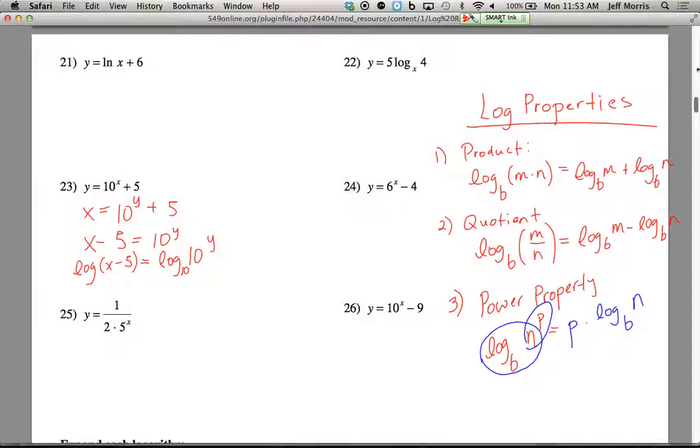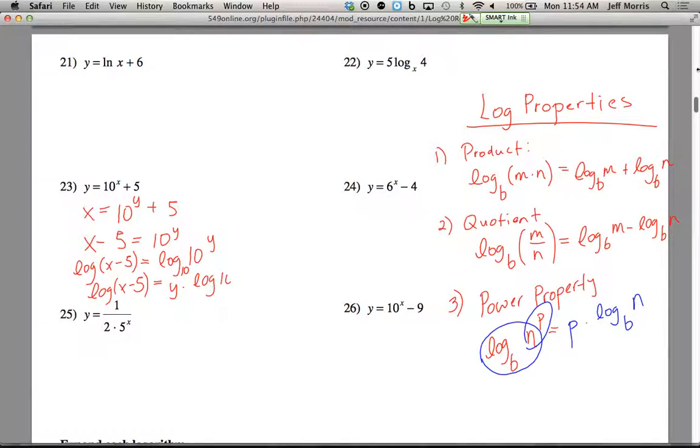If you're trying to figure out what this log equals, 10 to the what power is 10 to the y? 10 to the y. Or you can think of it like this. This now is a monkey in the tree. What can I do with the monkey? You can pull it out of the tree. So we're going to have log of x minus 5. I can pull the monkey out of the tree, and we're going to have y times log 10.